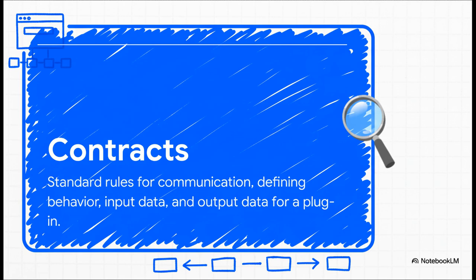Of course, for all this to work smoothly, everybody has to be speaking the same language, and that's where contracts come in. A contract is really just a set of rules. It defines exactly how the core and the plugins are allowed to talk to each other.